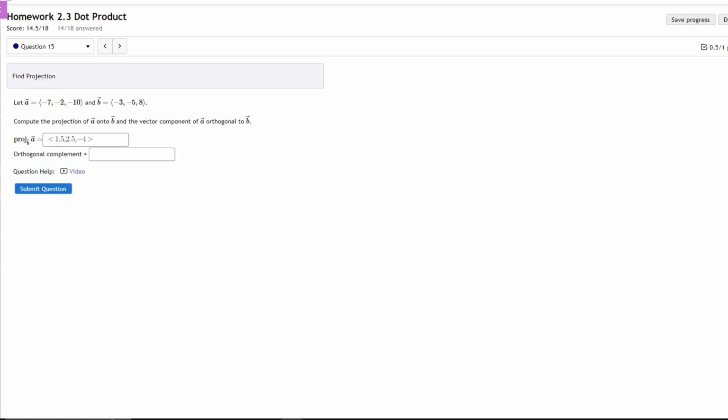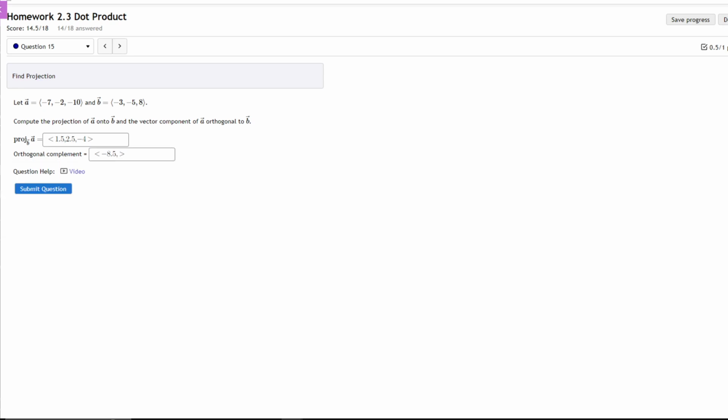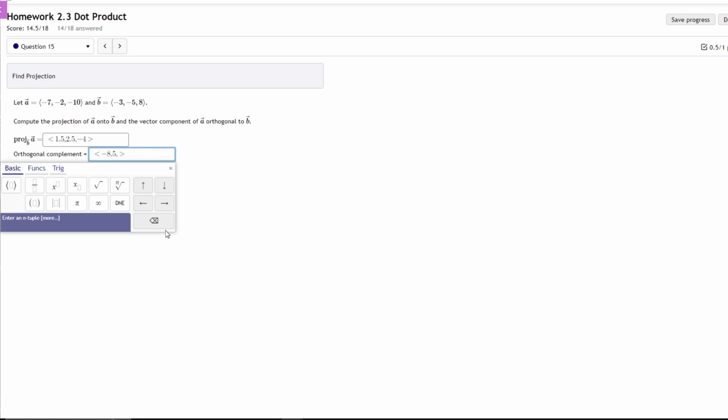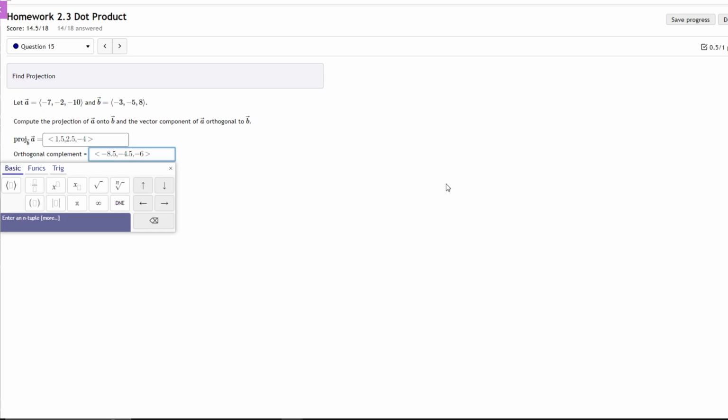All right. -7 minus 1.5. This is also going to be in vector form, by the way. -8.5. -2, oops, see, I almost messed up again. -2 minus 2.5 is -4.5. -10 minus -4 is -6.